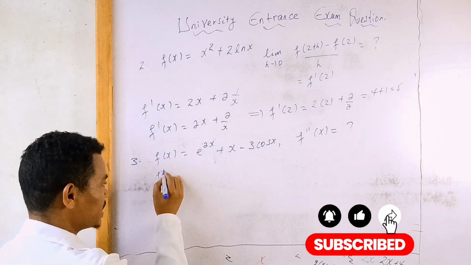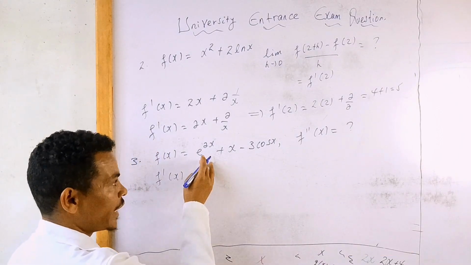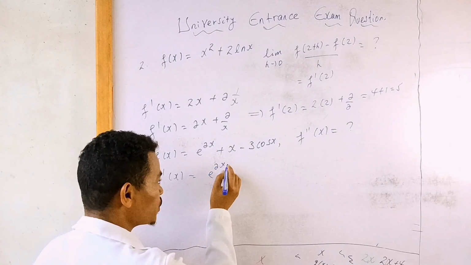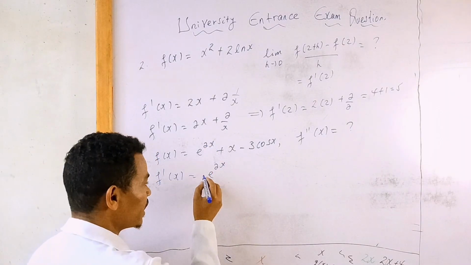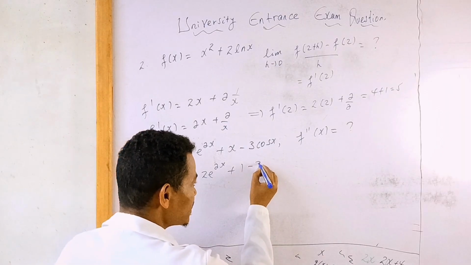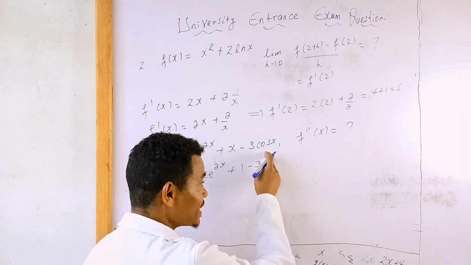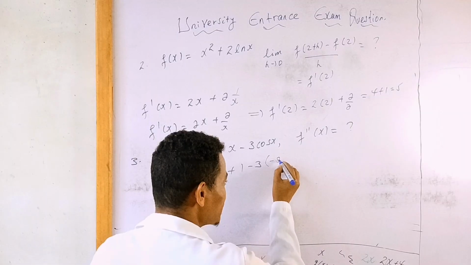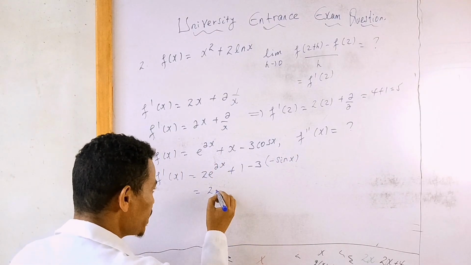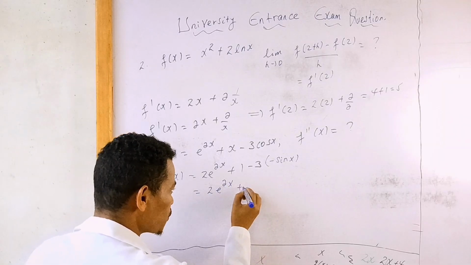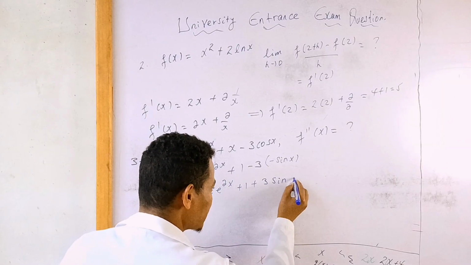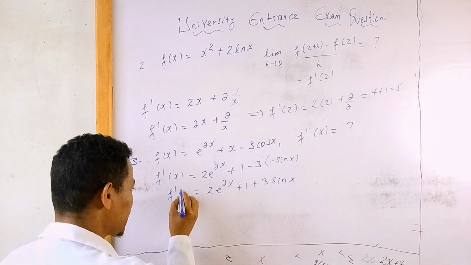So f derivative of x is equal to: the derivative of e to the power of 2x is e to the power of 2x times the derivative of 2x, which is 2, plus the derivative of x, which is 1, and minus 3 times the derivative of cos x, which is minus sin x. So this is the same as 2 e to the power of 2x plus 1, minus times minus is plus 3 sin x. This one is the first derivative of x.